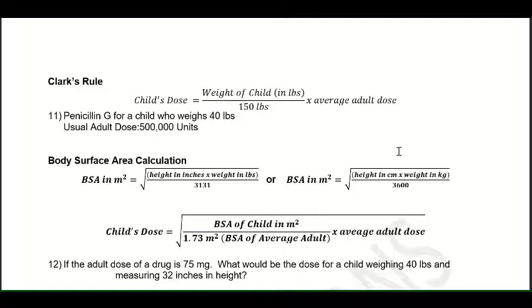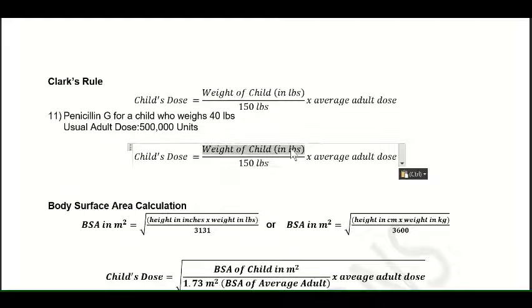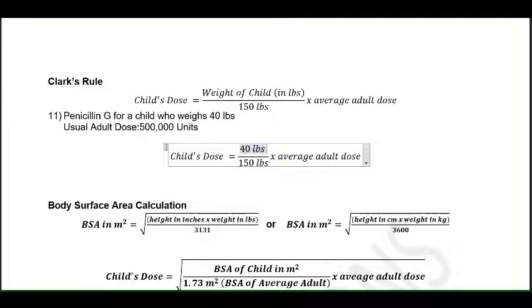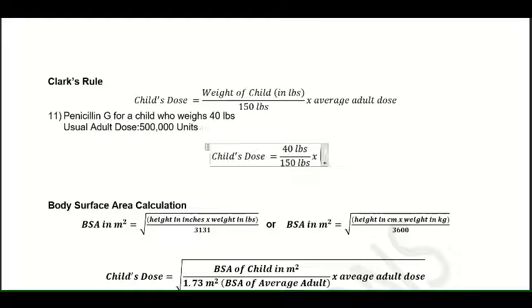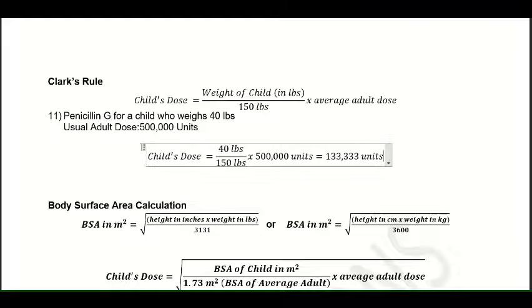Let's apply Clark's rule. For Clark's rule, this is applicable if the weight of the child is given in pounds. The weight of the child is 40 pounds. Then the average adult dose is 500,000 units. Doing the math, that would be 40 divided by 150 times 500,000 units. That would give us a value of 133,333 units.